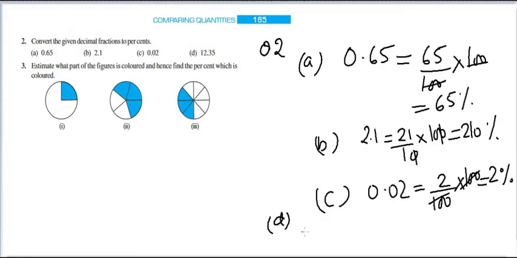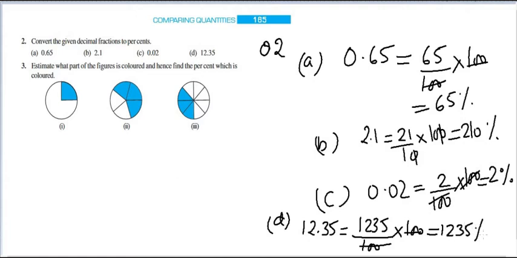Now we can go for D part also. Here it is 12.35, or we write it as 1235 upon 100. We are converting into percentage, again multiplying by 100. We can cancel. What we get? 1235%. You see, percentage is more than 100 also. So percentage can be more than 100. So this is about question number 2. Let us discuss question number 3 also here only.